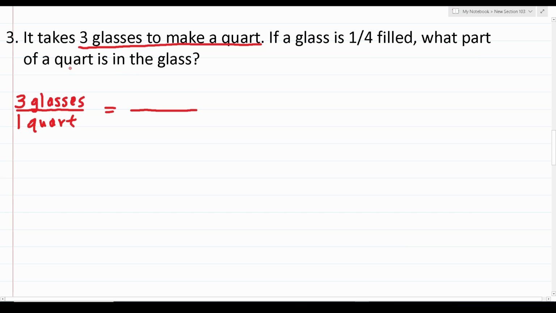Well, that what part of a quart is unknown. And in math, we represent unknowns with letter variables. So I'm going to call that x of a quart.